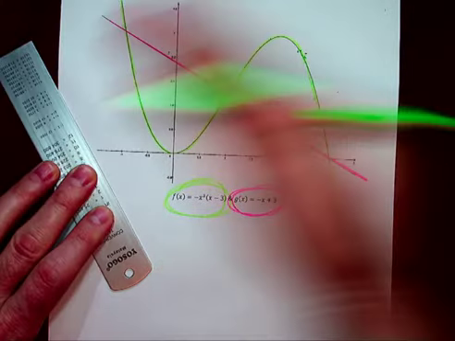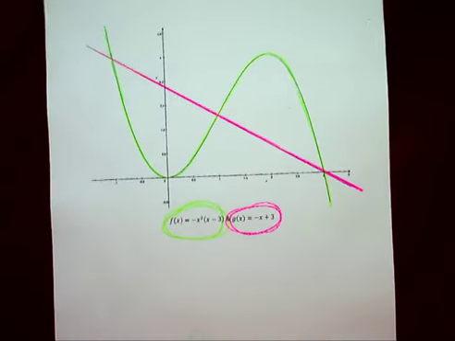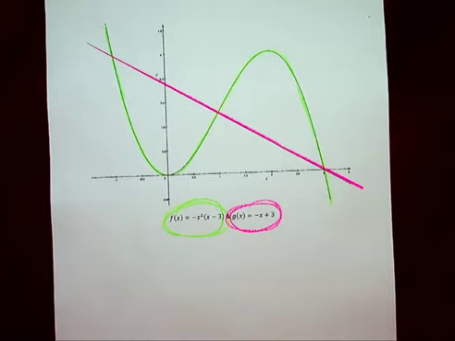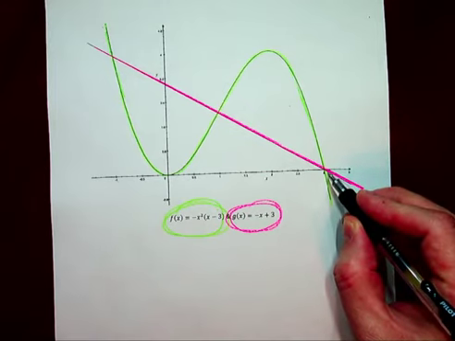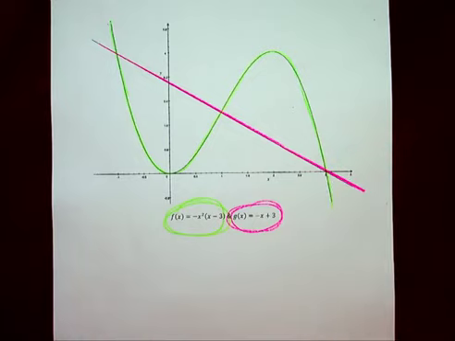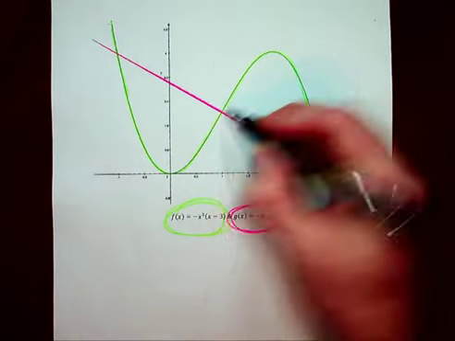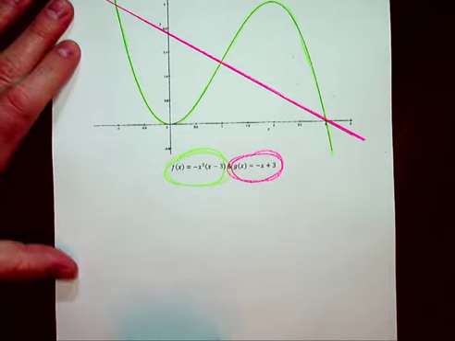Now, there are 3 points of intersection, and we need to find all 3 of those. Now, one of them is already found for us. We know that both of them have that 0 right here. So we need to find this 0 and this 0 over here. Now it looks like -1 and 1, but let's go ahead and confirm that algebraically, okay?